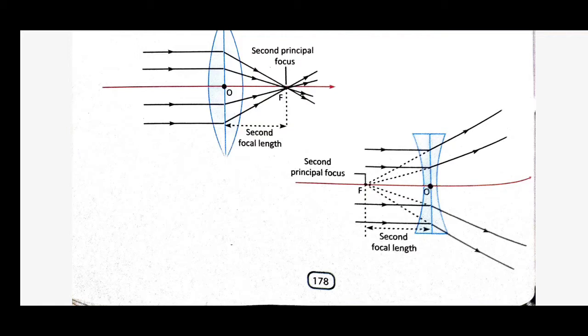Now the next point is focal length. The distance of the principal focus from the optical center is known as focal length. I am repeating again, the distance of the principal focus from the optical center is known as focal length. Here the optical center is denoted by O and the principal focus is denoted by F. So the distance from O to F or F to O is known as focal length.